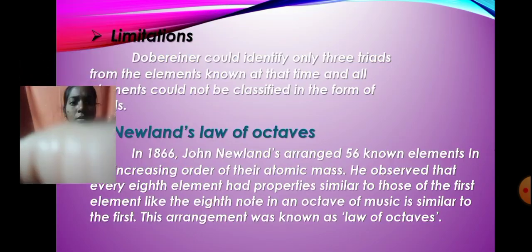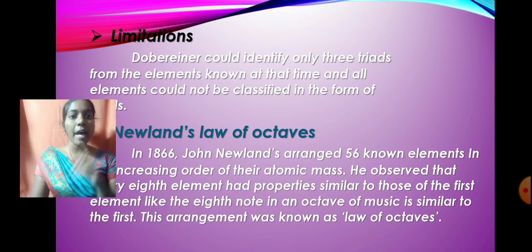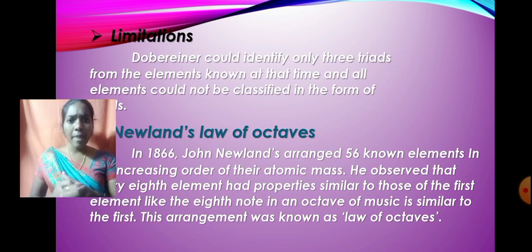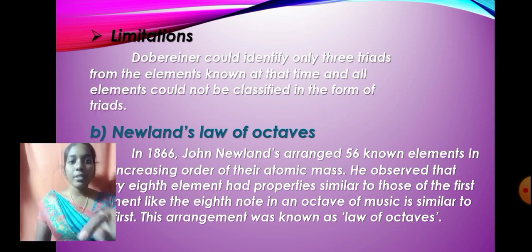Limitations. Dobereiner could identify only three triads from the elements known at his time, and all elements could not be classified in the form of triads.